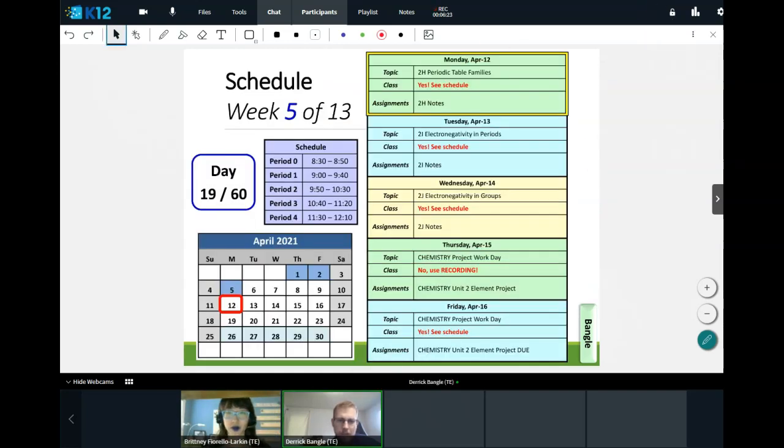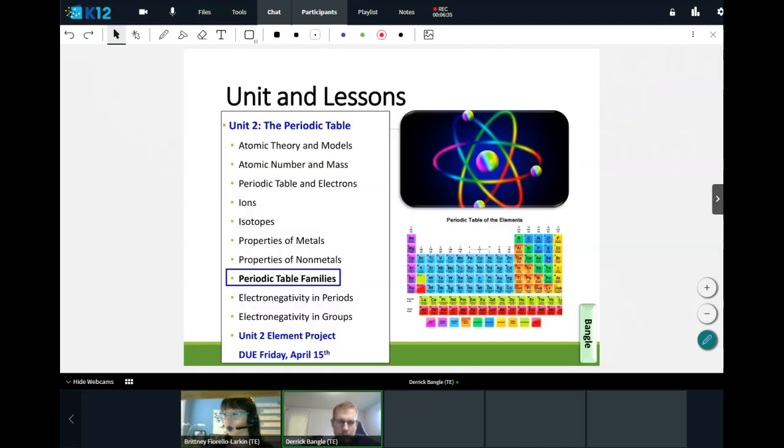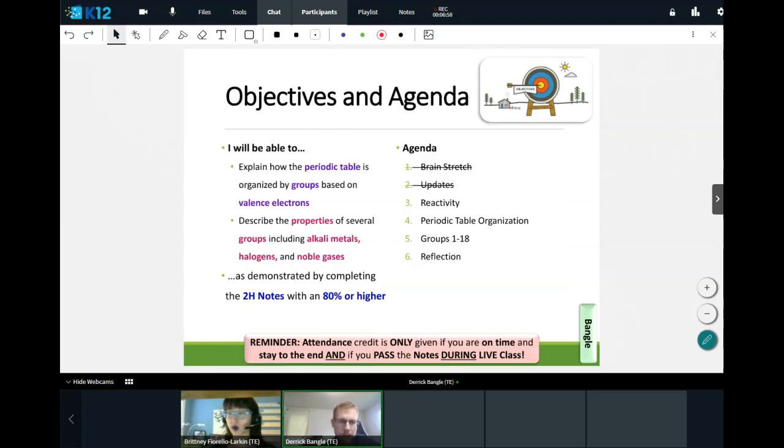Let's take a look at where we're at this week. So we're starting off with a lesson called Periodic Table Families. We are on day 19 of 60 in week 5 of 13, so approaching just halfway through the semester. We just have 2 more lessons after today's lesson, so we're approaching the end of Unit 2, quickly approaching the due date for the Unit 2 project, which is April 15th, or this Friday, or excuse me, Thursday. So just keep that in mind.